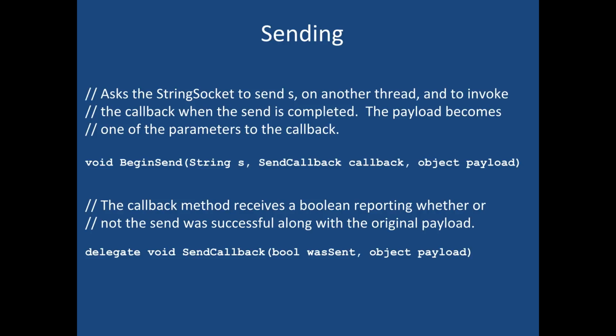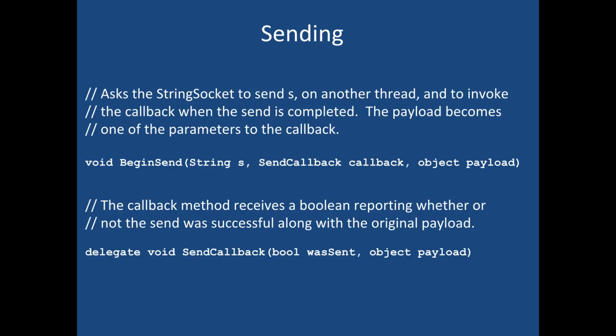So if you need to get information from the point at which you call begin send to the point at which this callback is called, you can send it to yourself through the payload. It's just a way of passing a parameter to the callback method. So you may find a use for it. You may decide you don't. So you just pass null if you don't want to bother with that. But I'm always asked that, so I want to mention it.